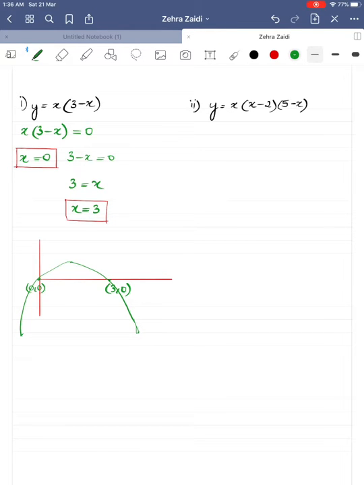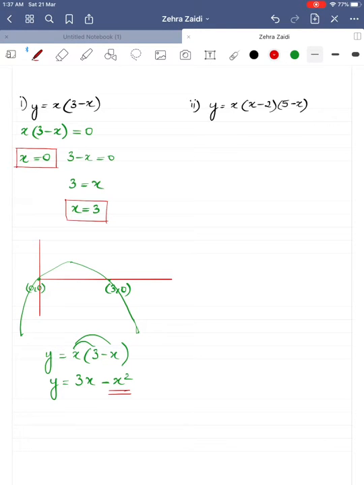Now, some of you may be wondering, it could even look facing upwards, but the reason why the curve is facing downward is because if we multiply out the equation y is equal to x into 3 minus x, we have y is equal to 3x minus x squared. So we have a quadratic curve where the coefficient of x squared is negative. Whenever the coefficient of x squared is negative, the curve will face downwards.